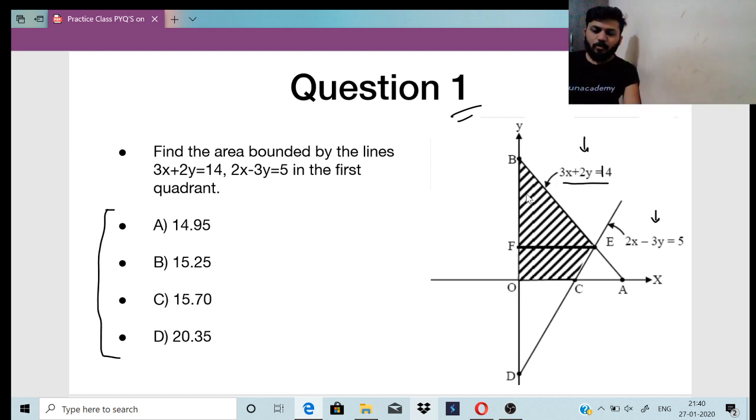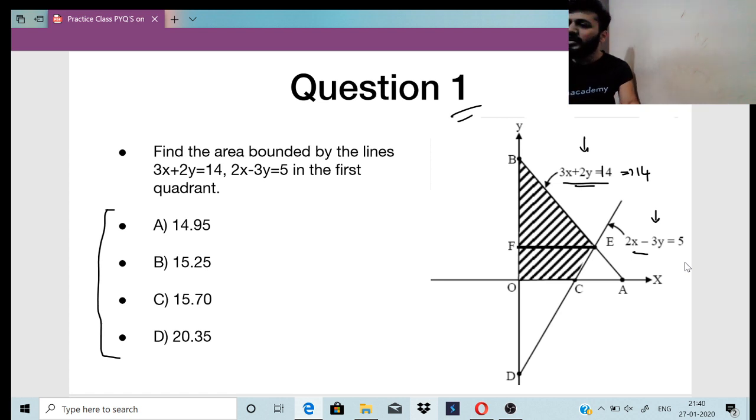See the area properly. The area you have to give is the shaded region here, the shaded region in this whole column, OCEBF. You have to present the area of this shaded region using these two lines: 3x plus 2y equals 14 and 2x minus 3y equals 5.